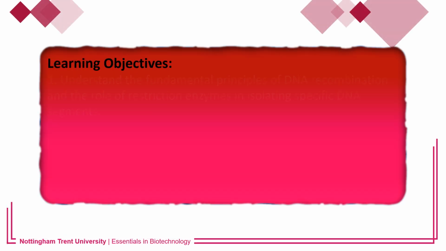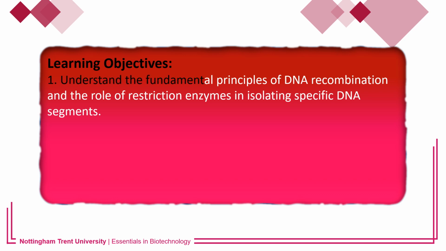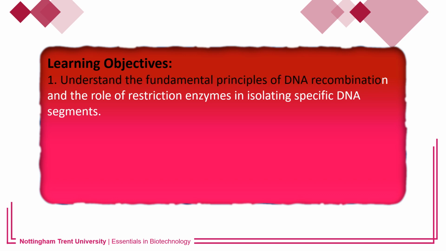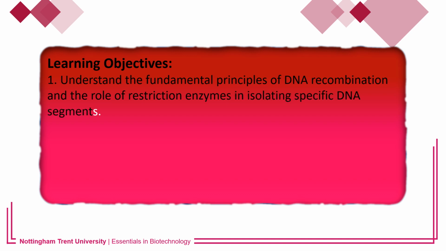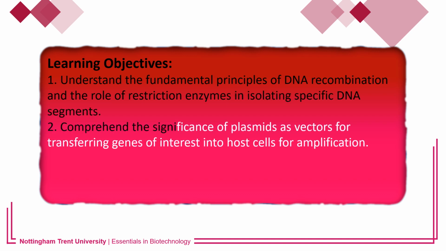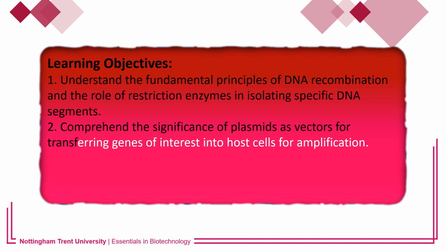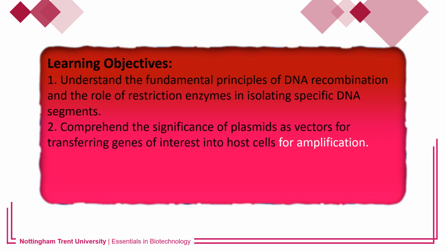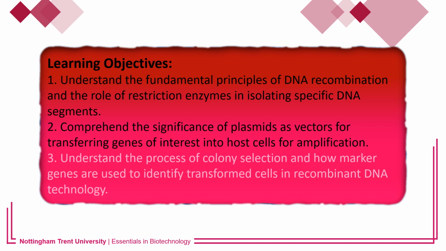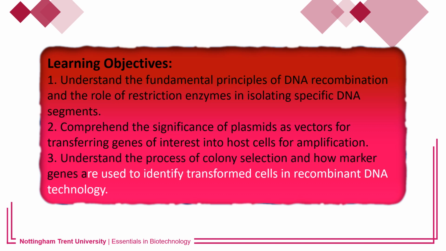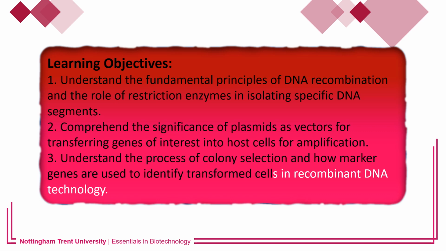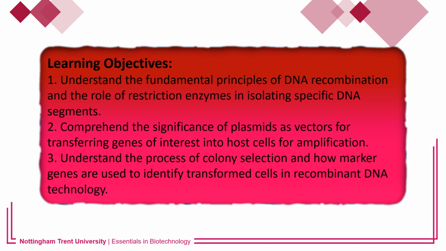Learning objectives. 1. Understand the fundamental principles of DNA recombination and the role of restriction enzymes in isolating specific DNA segments. 2. Comprehend the significance of plasmids as vectors for transferring genes of interest into host cells for amplification. 3. Understand the process of colony selection and how marker genes are used to identify transformed cells in recombinant DNA technology.